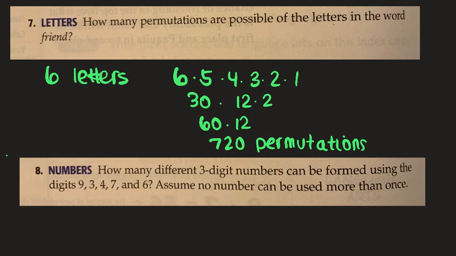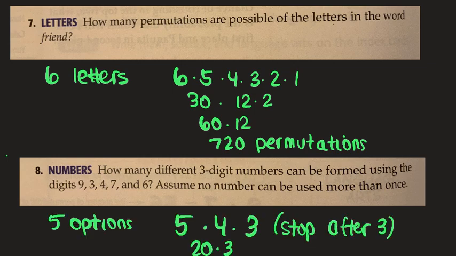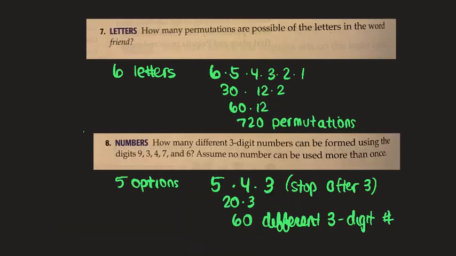Question 8, how many different 3-digit numbers can be formed using the digits 9, 3, 4, 7, and 6? Assume no number can be used more than once. Type in your answer. The answer is 60. 60 different 3-digit numbers can be used. We have 5 options, 9, 3, 4, 7, 6, but only stop after 3 because we only care about the first 3 digits, 5, 4, and 3. Multiply them together.